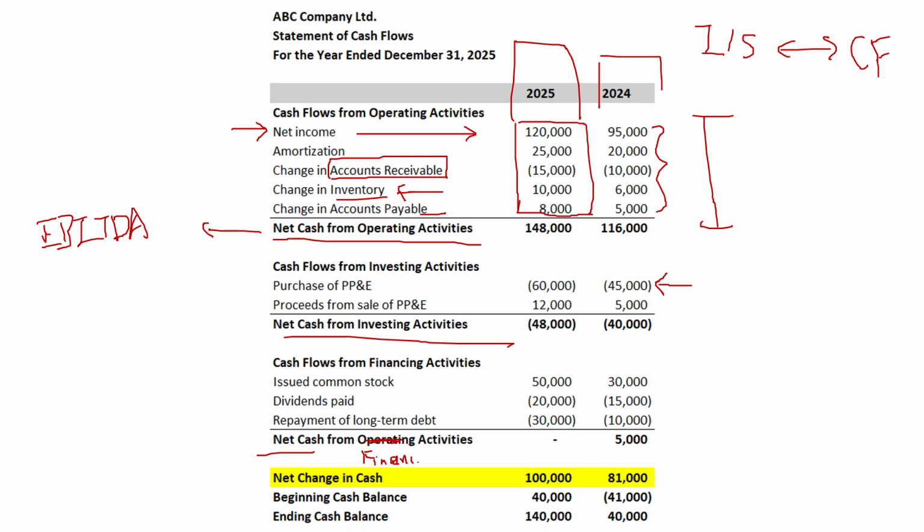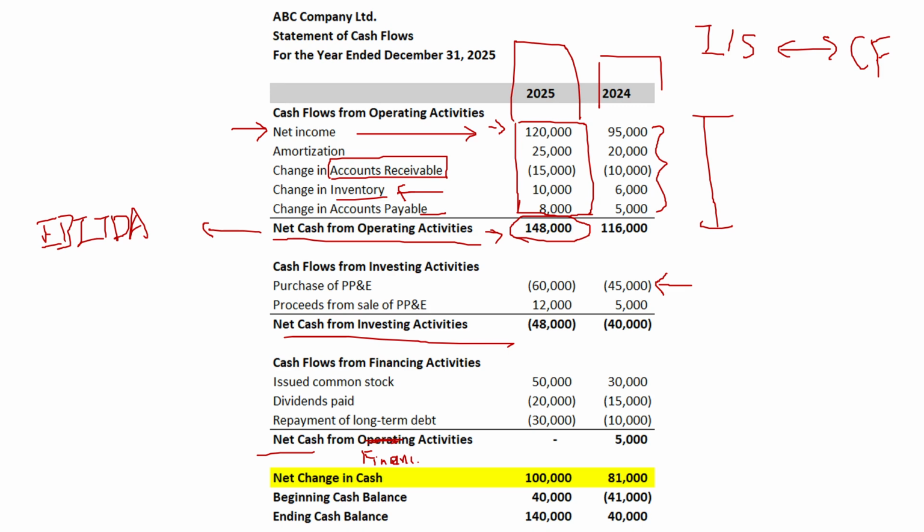Okay, so the total cash from operating activities for 2025 is 148,000. That's the amount of cash that, they could have a net income of 120,000, right? That's their net income, but actually they generated $148,000 worth of cash to work with.